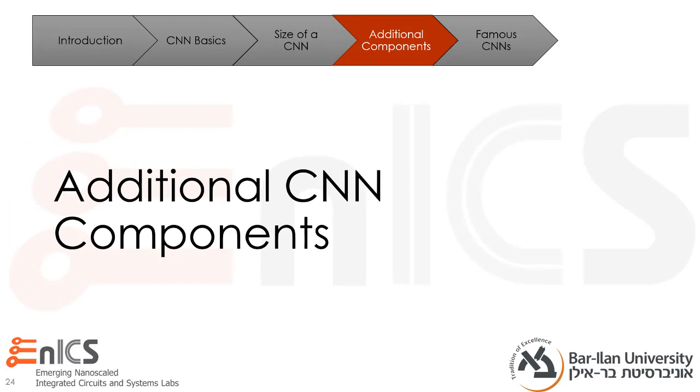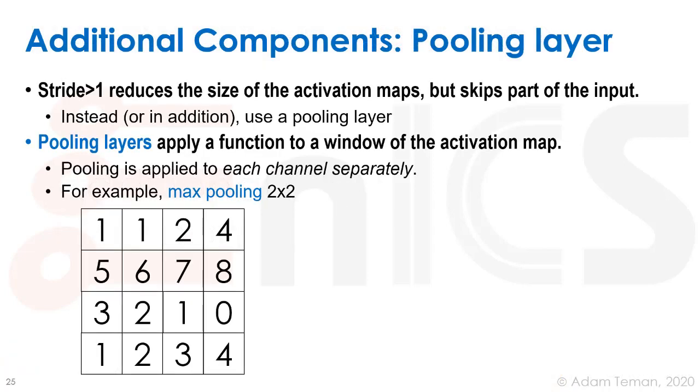So let's start discussing some additional components that we didn't discuss in the last part of the lecture. The first component we're going to discuss is the pooling layer. What we saw before is that if we make the stride larger than the standard 1, it's going to reduce the size of the activation maps. But it does skip over part of the inputs, and that means we may be losing some information. Instead, or in addition to using stride, we can use something called a pooling layer.